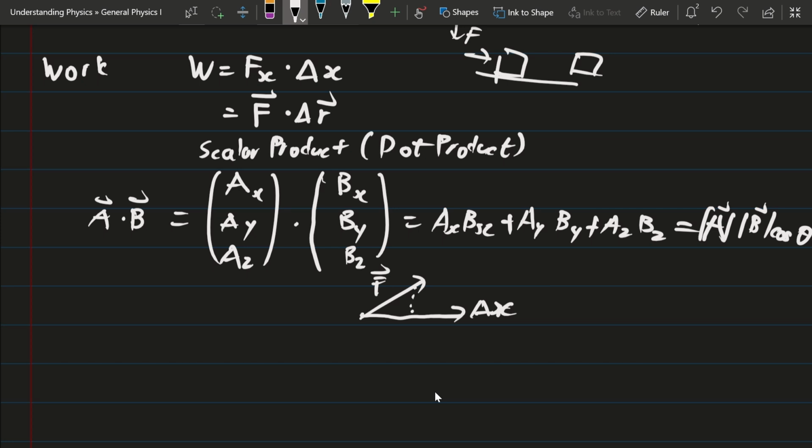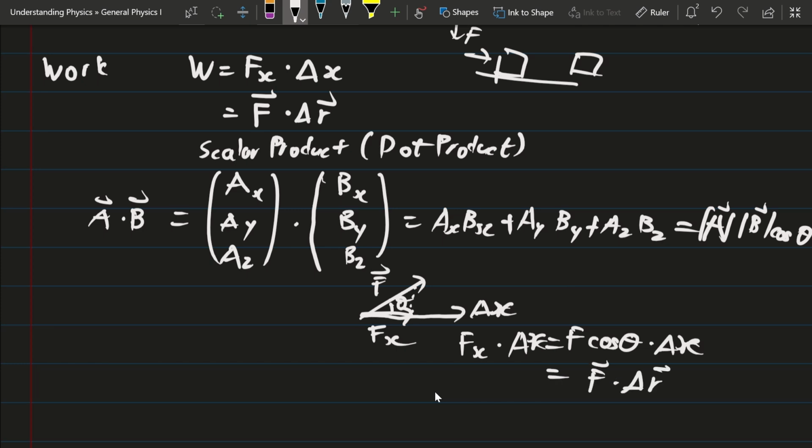We can figure out that the vector going from here to here would be Fx. And so we could state that Fx dot delta r is basically the same thing as if you call F cosine theta delta r, or delta x. And this is basically the same thing as if you write F vector dot delta r vector.